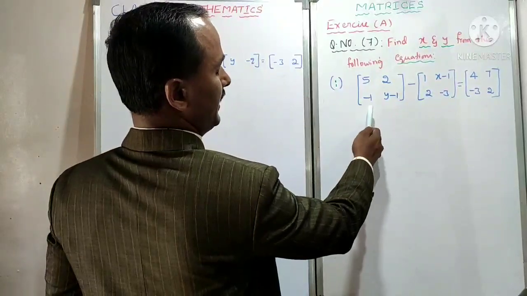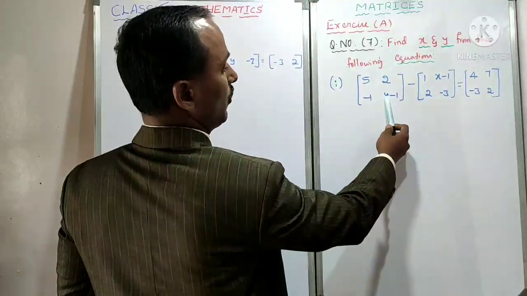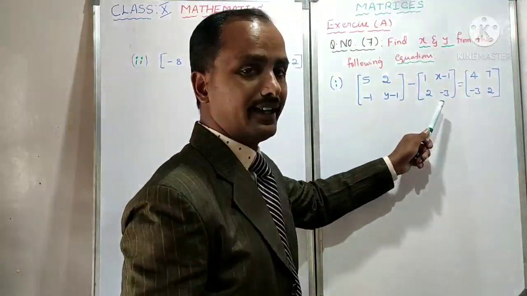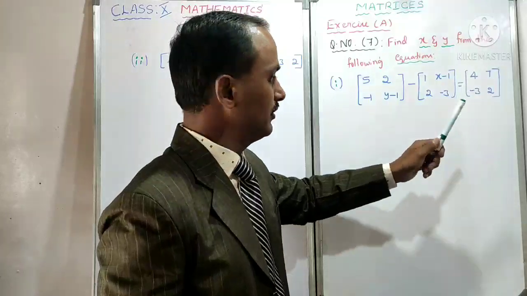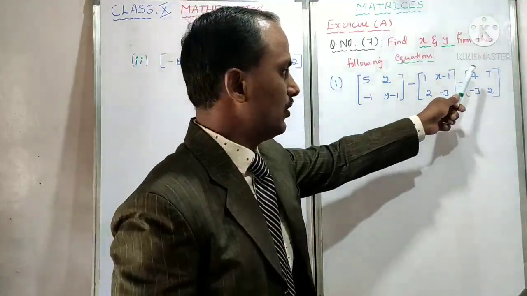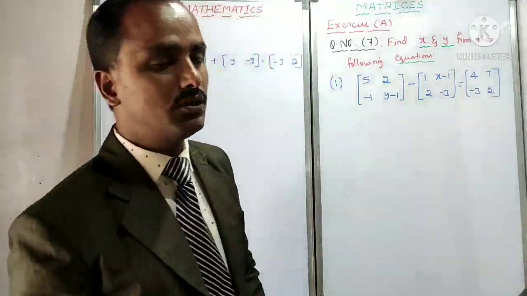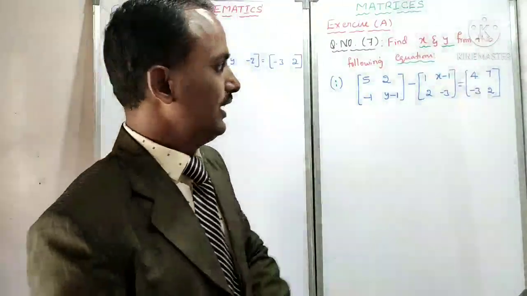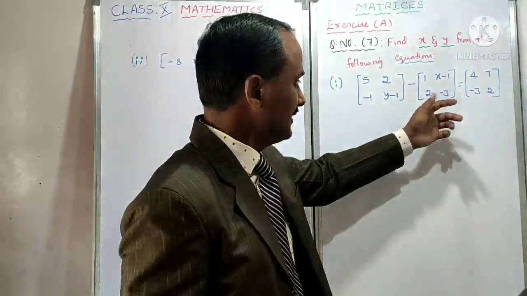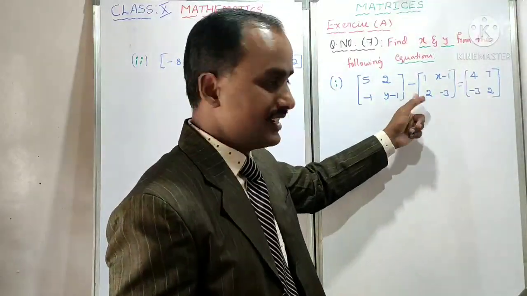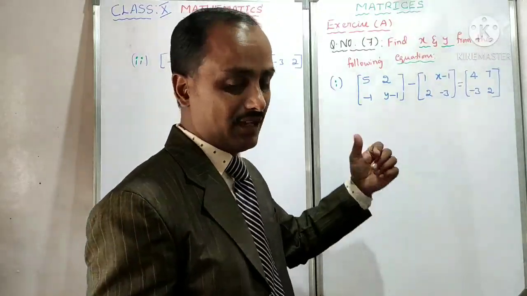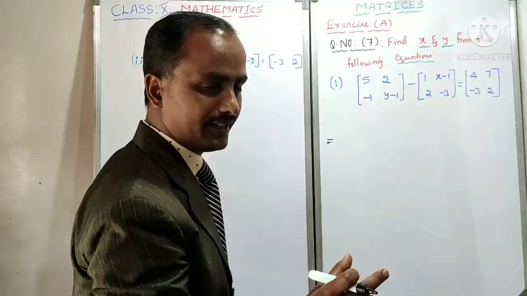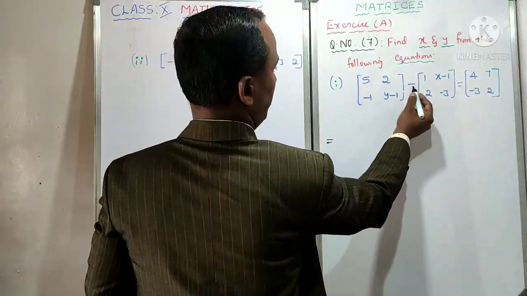Observe here. First matrix elements 5, 2, minus 1, y minus 1. How to read? Carefully understand. Minus. In this matrix elements 1, x minus 1, 2, minus 3 is equal to 4, 7, minus 3, 2. What to do now here? I am going to find the x and y in the equation. On the left hand side of the equality sign, subtraction of 2 matrices is there. Shall I simplify first? Yes, I will do that first. How to do? You know that? On the right hand side only a single matrix is there. You should write it as it is.